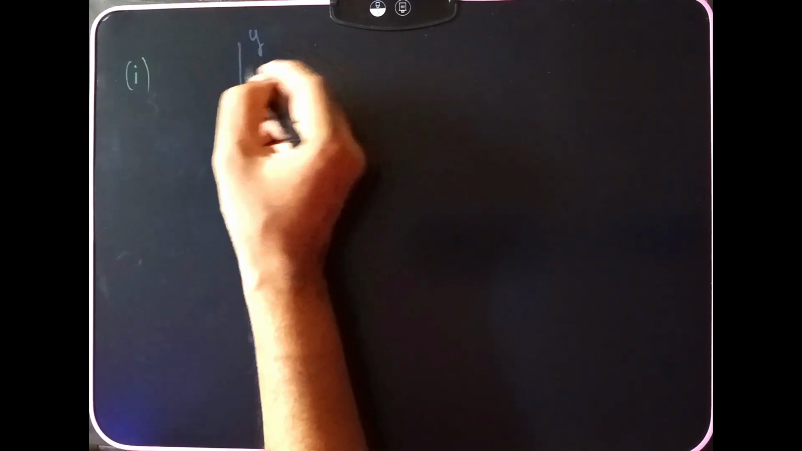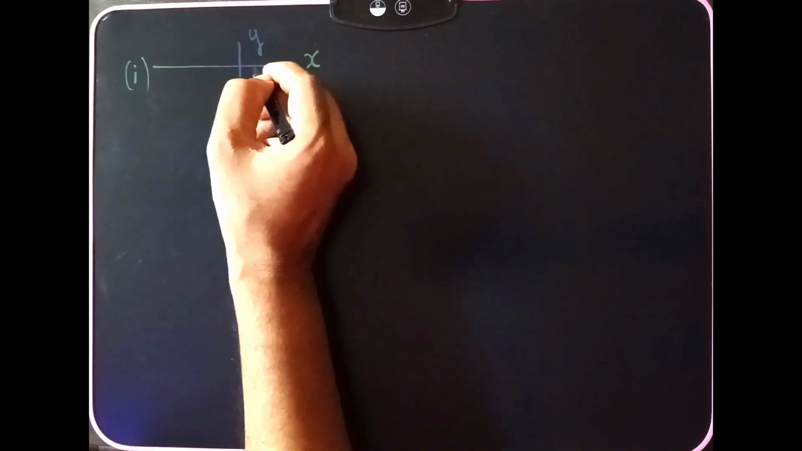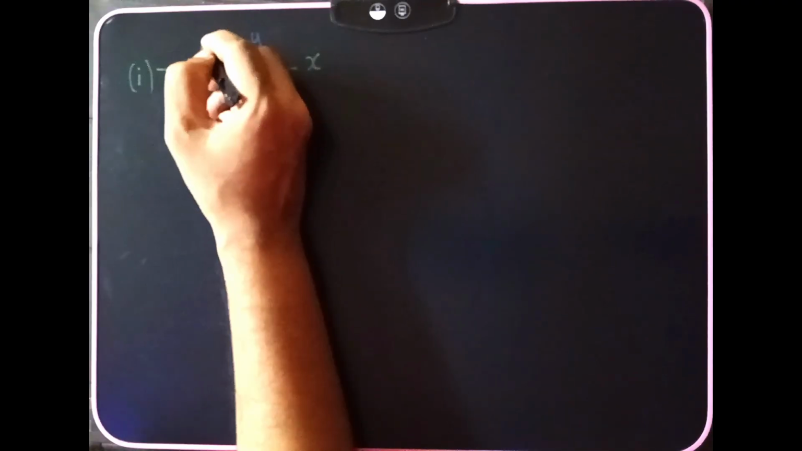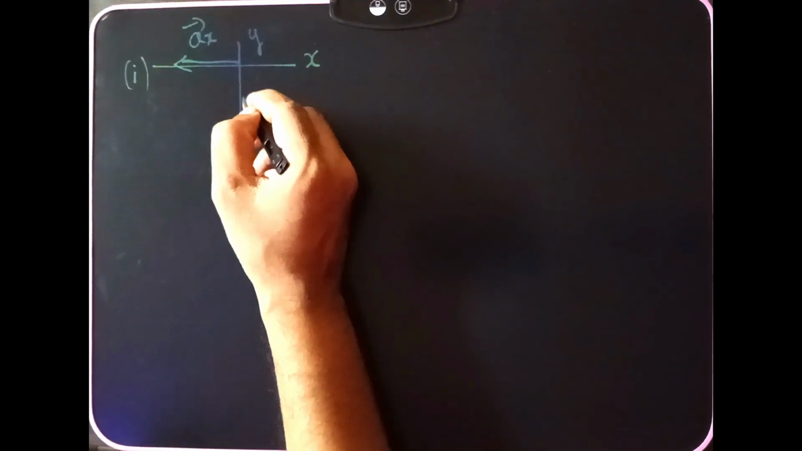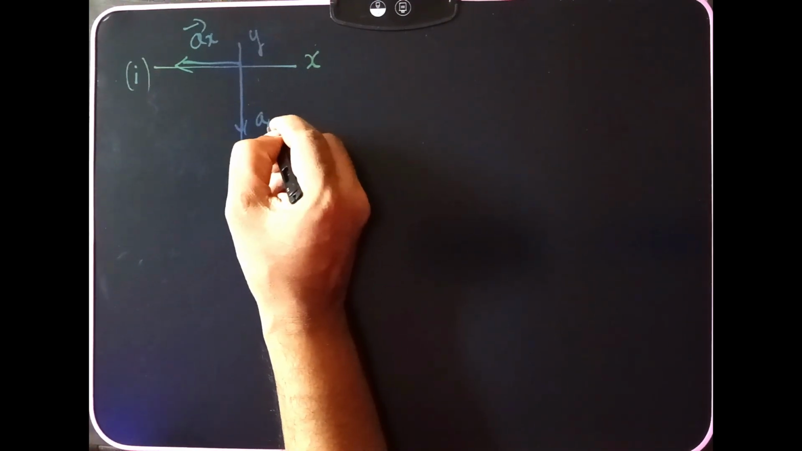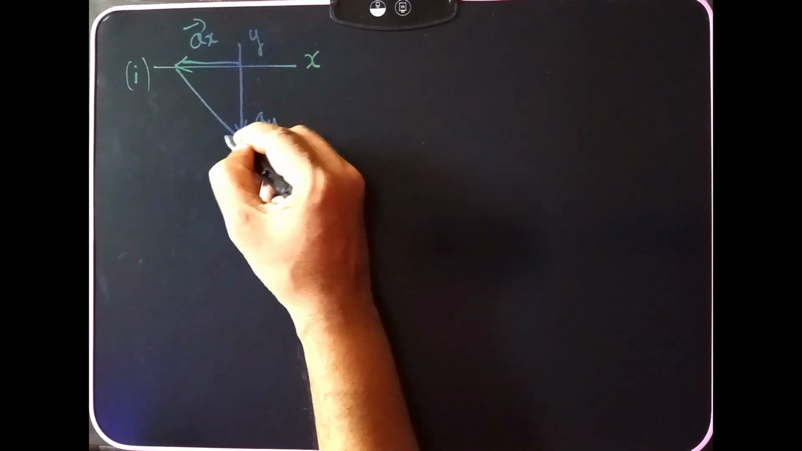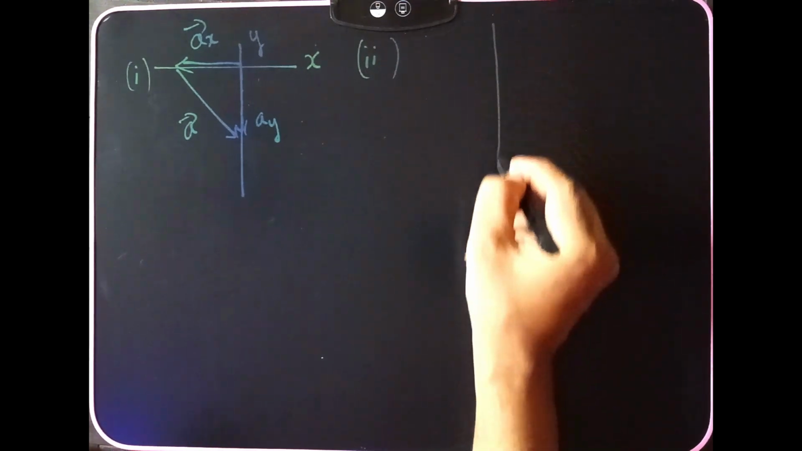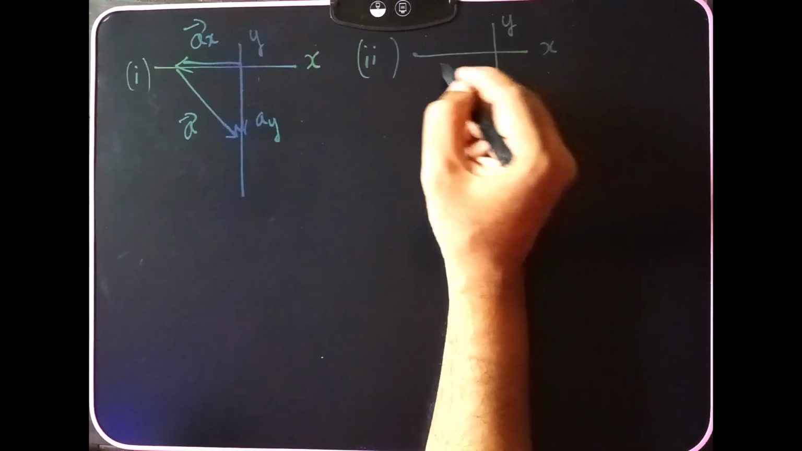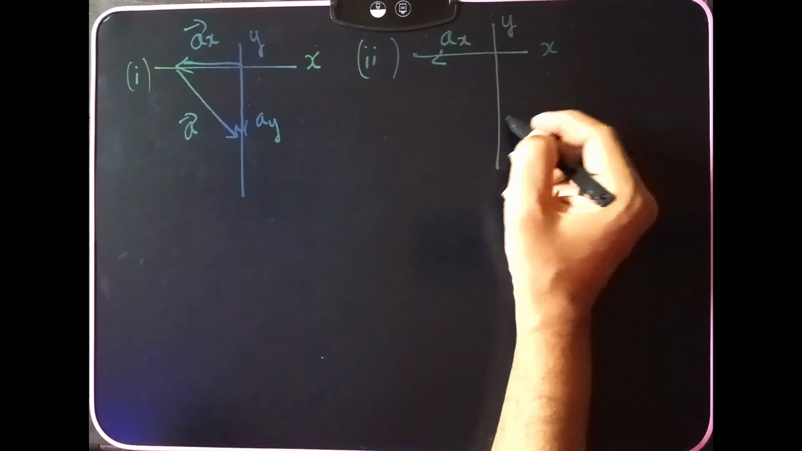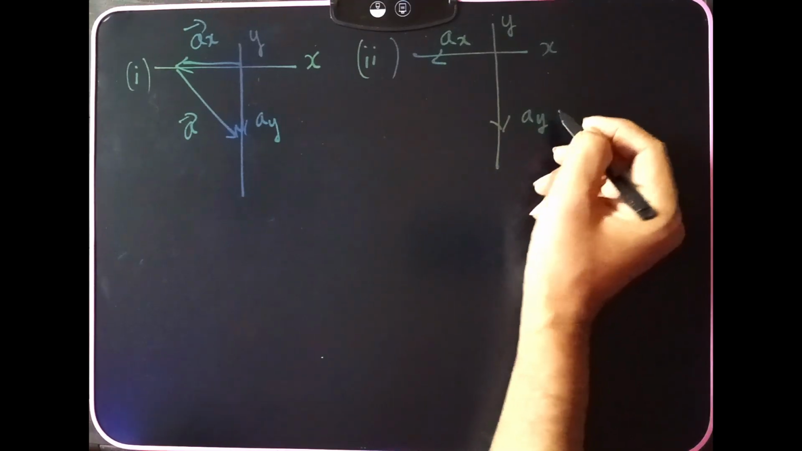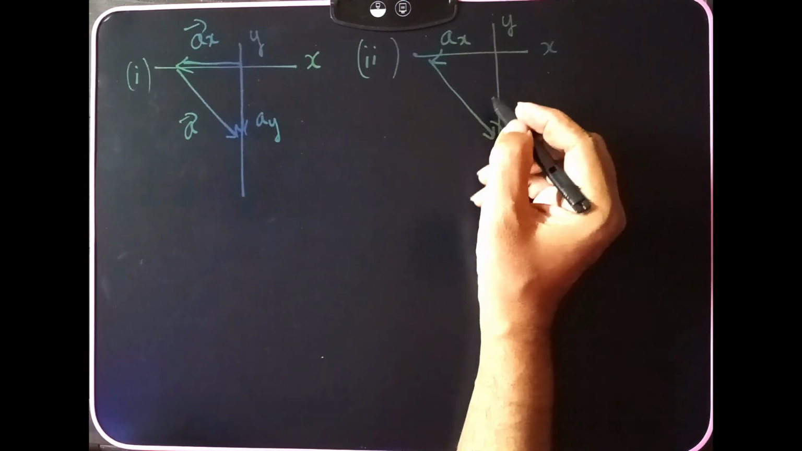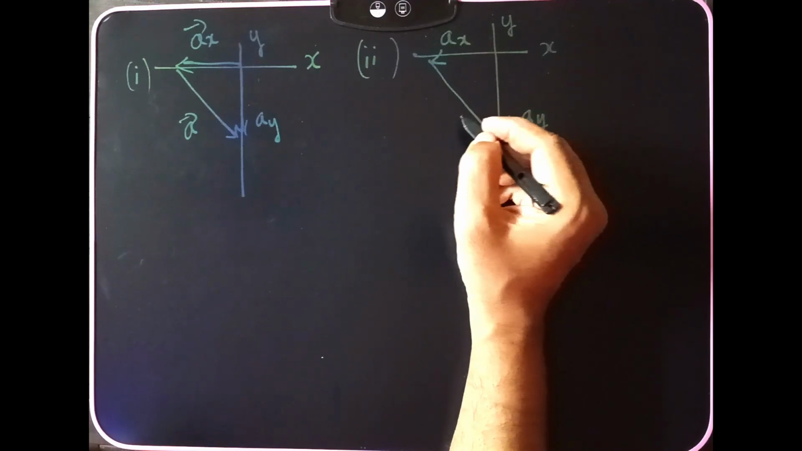We have been given different graphs. This is the first graph. This is y and this is x. We have vector ax, then you have vector ay, then you have resultant vector A. Second graph is given. This is x, this is y. You have ax. You have been given ay also, and this is A.